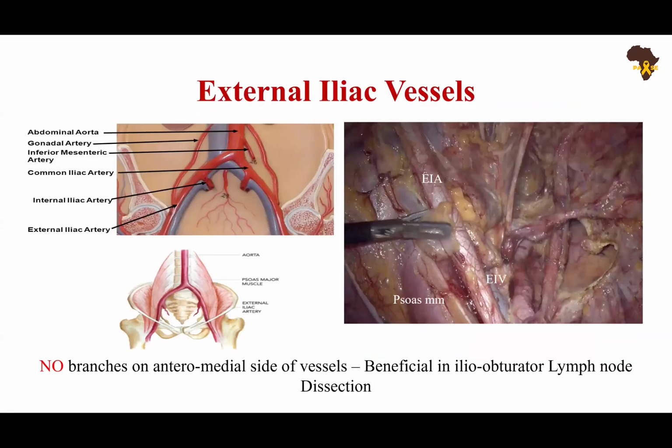External iliac arteries, important anatomical point. There are no branches on the anteromedial aspect of this vessel that we have seen. So it's safe to dissect it in endometriosis or in a malignancy of the pelvis, and it's used for ilio-obturator lymph node dissection in malignancies. But you are not going to encounter any branches in the pelvis in this area. The vein is usually medial and inferior to the artery.